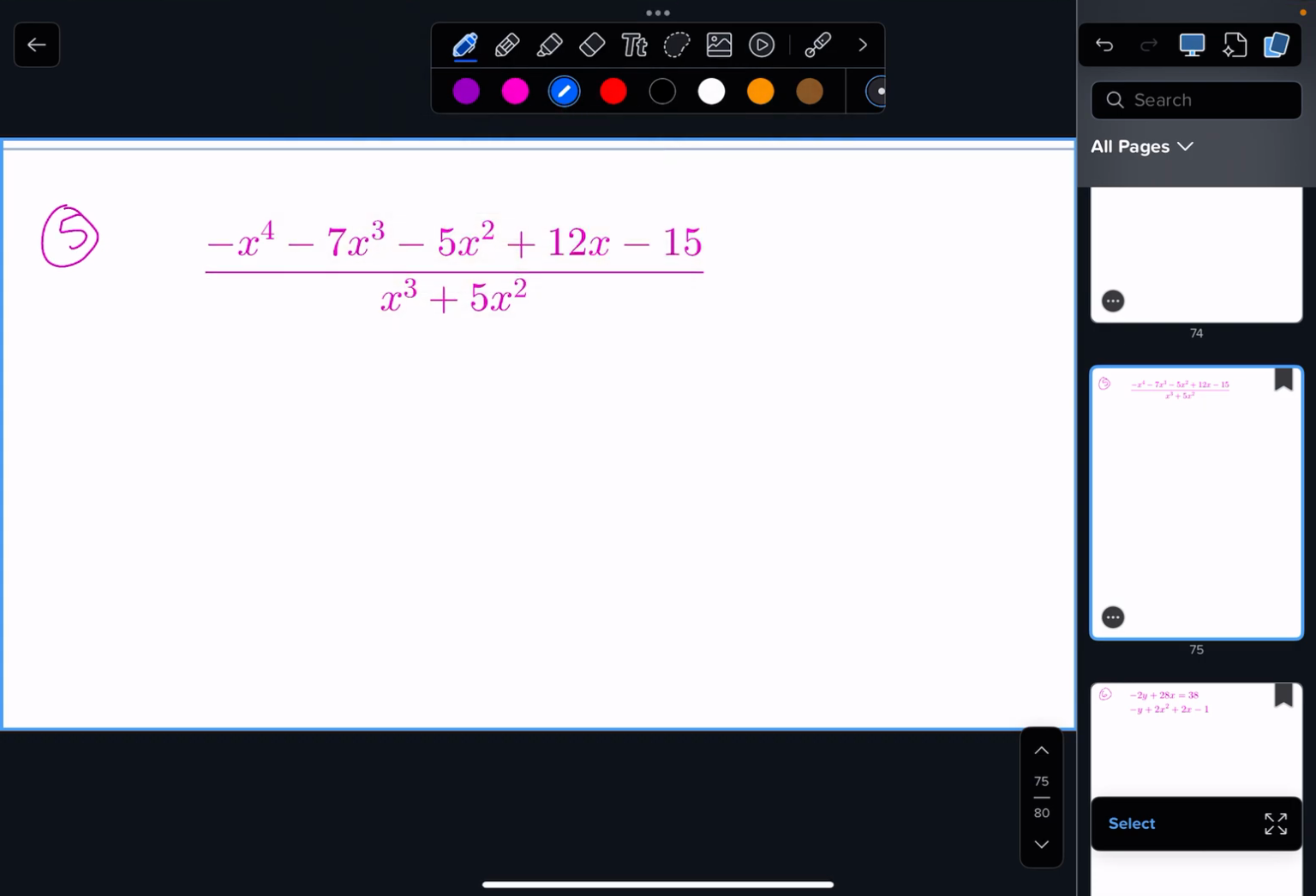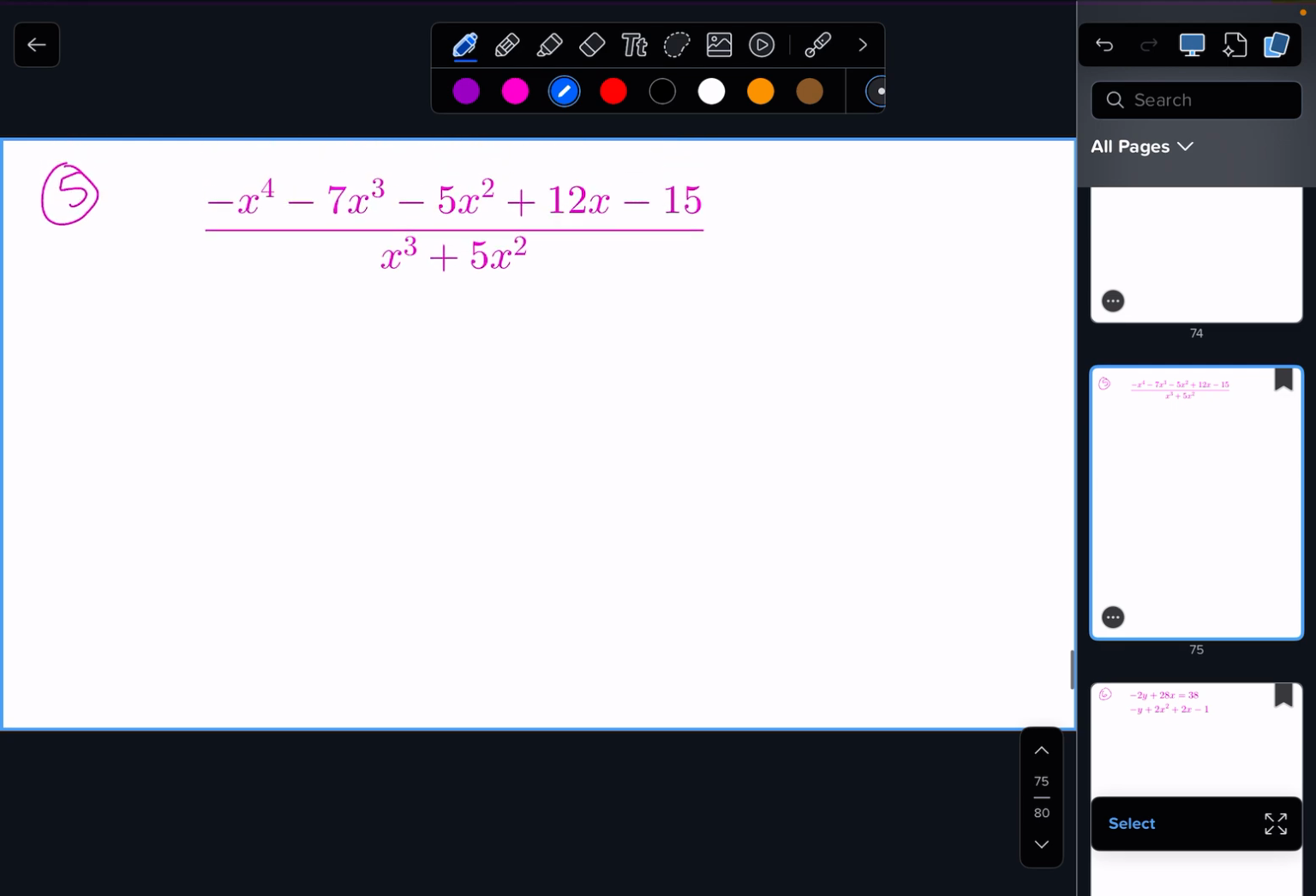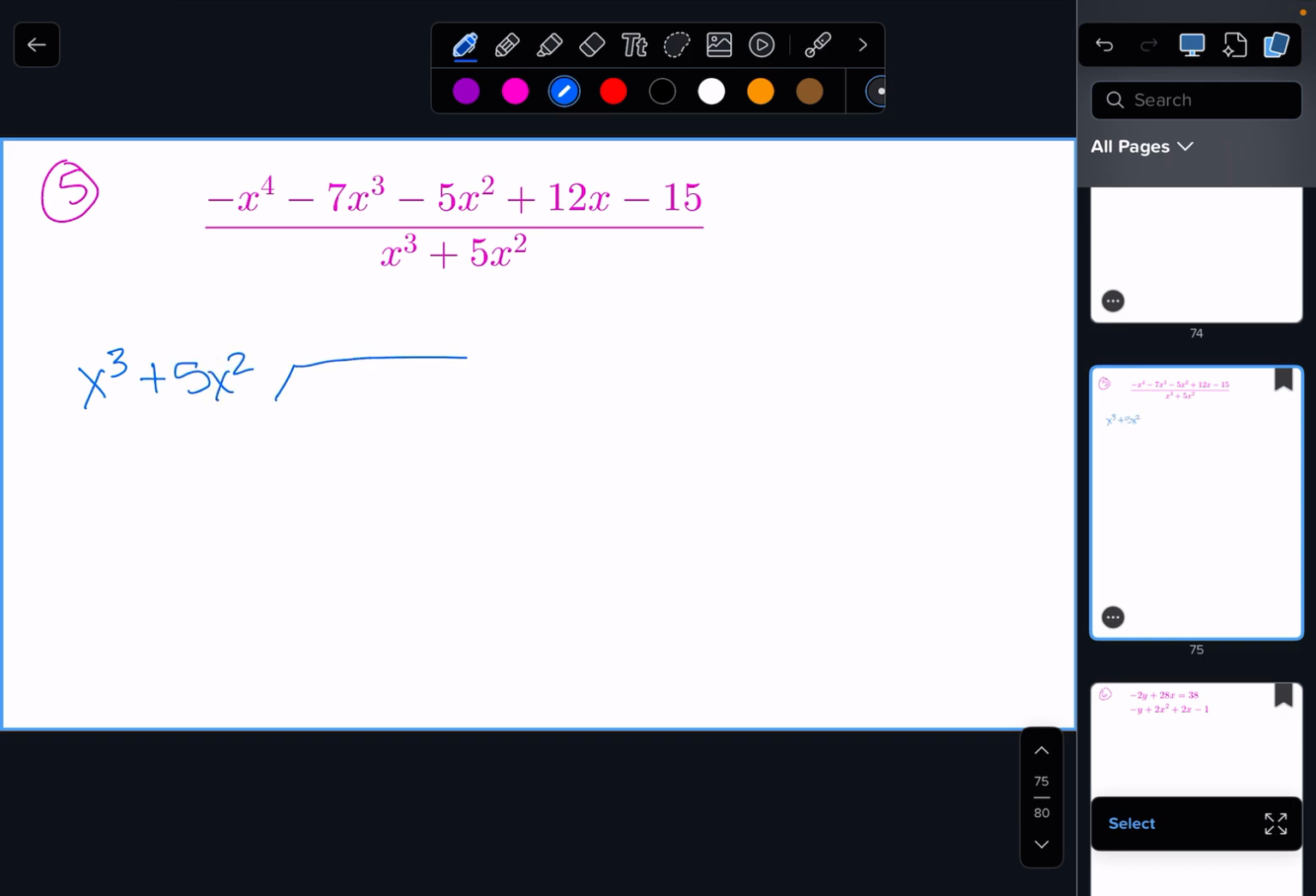Okay. This one is the long division one because the numerator is bigger than the denominator. So negative x to the fourth. Nope. X cubed plus 5x squared. Negative, yes. I think we practiced these quite a bit.